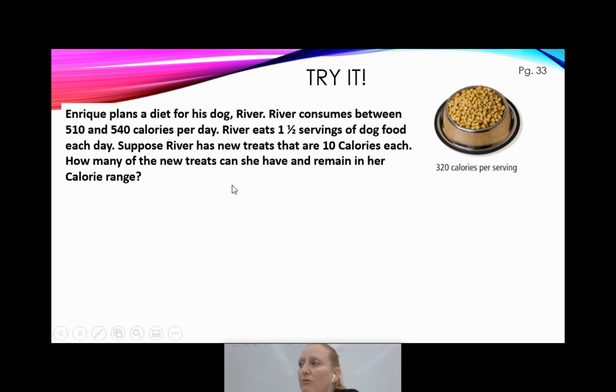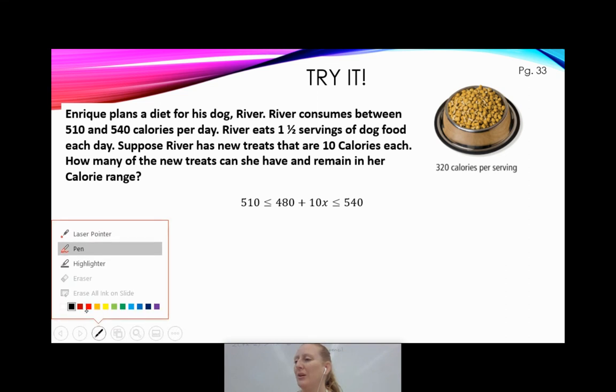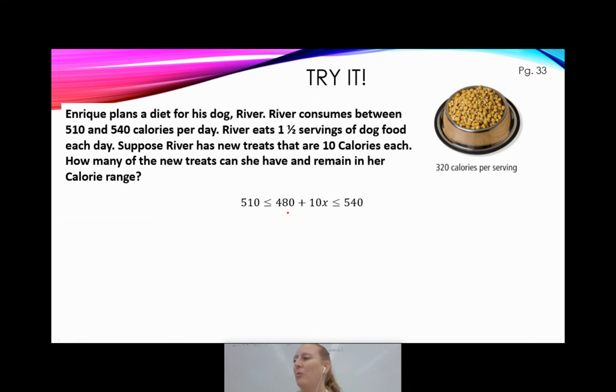So we're still going from 510 to 540, where she's still eating 480 calories worth of dog food, but now instead of 15 calories per treat, it's now 10 calories per treat, which means we're really doing a lot of the same stuff we did before. So let's go ahead and do this then. I want to get rid of the 480, so I'm not only going to subtract it in the middle, I will subtract it on the left and on the right. Of course, those go away. That's why we did it. We already know 510 minus 480, and we also already know 540 minus 480 because we did those before.